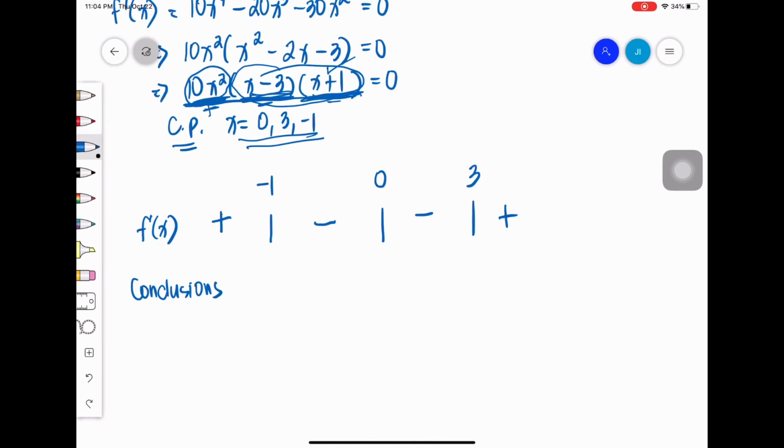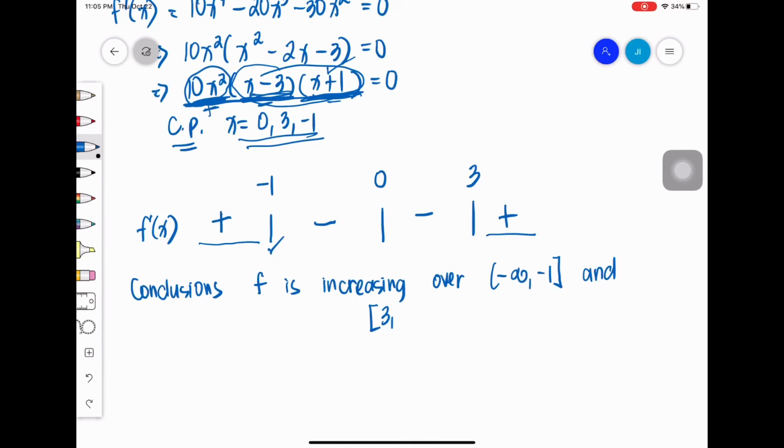What's the first one? We know that f is increasing over these intervals. So that means we can say that f is increasing over the intervals negative infinity up to negative 1. We include negative 1 because f is continuous at negative 1. Also, it is increasing over the interval 3 to positive infinity. Do you follow?